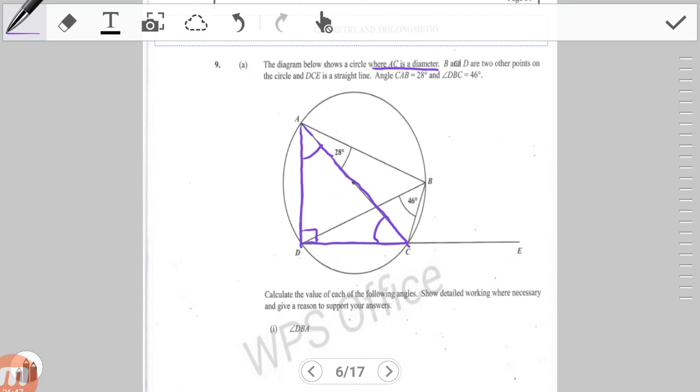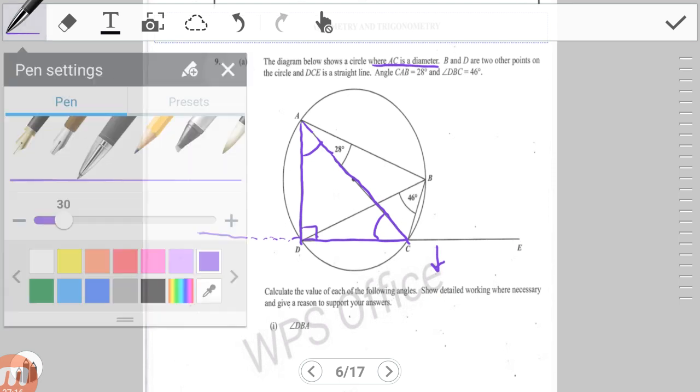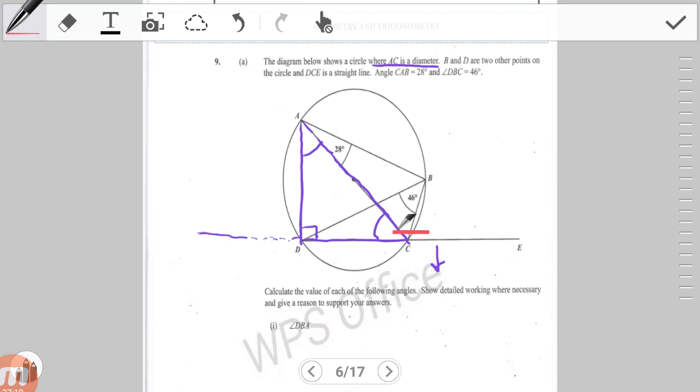Next, B and D are 2 other points on the circle, and DCE is a straight line. DCE, which you learned in one of my previous tutorials, is an extended chord, also known as a secant. If you were to extend it on both sides here, it would be called a secant. But yes, it's a straight line. So they are perhaps trying to say that the angles formed here and here will sum to 180. Probably that's what they're trying to say.